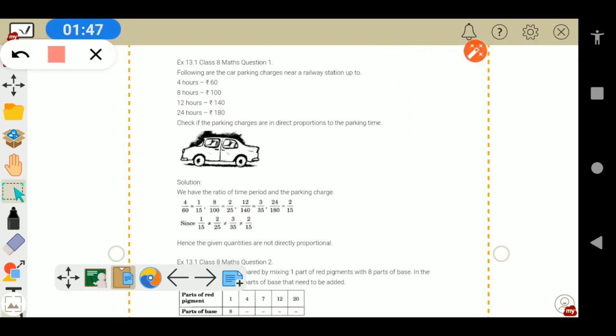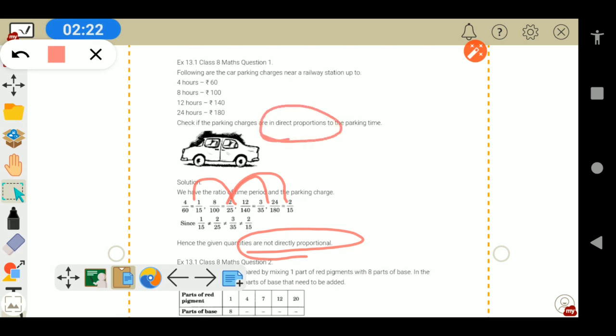Here we can see that the values of the ratios are not the same in all the terms. The first is different from the second, and the second is different from the third. Only the second and fourth are the same, but the others are different. We can only say that they are in direct proportion if all the ratios are the same, but here they are different, so they are not in direct proportion.